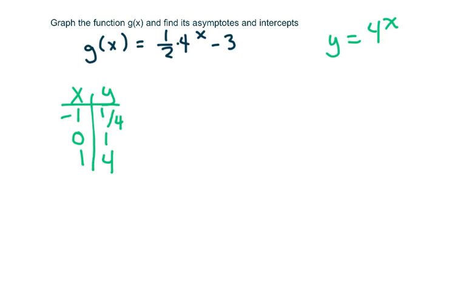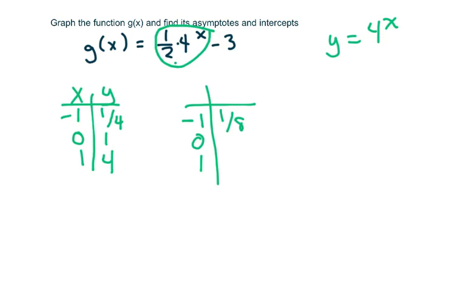Now, the next thing I'm going to do is multiply this part by 1/2. So when I do that, I keep my x the same, and I multiply my 1/4 by 1/2. I get 1/8, 1/2, and 2.